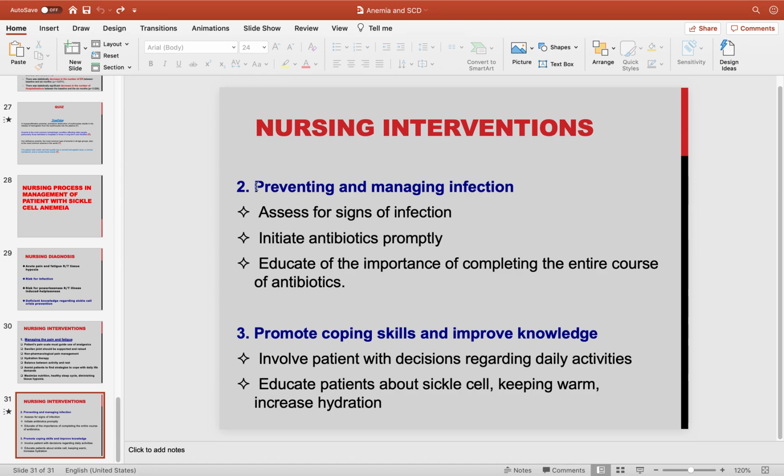In preventing and managing infection, it's very important to assess for signs of infection. It's very important to start antibiotics, and to educate the patient to complete the course of the antibiotic. It's also very important to provide the patient with adequate knowledge about this disease. And as I said, for example, it's about keeping warm and increasing hydration. This is one of the important things, because I explained in the beginning that cold temperatures may aggravate the symptoms.